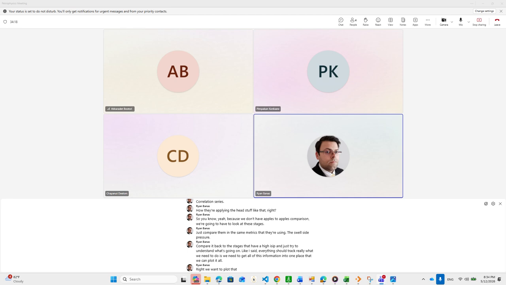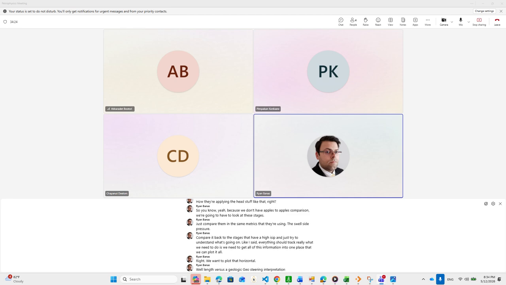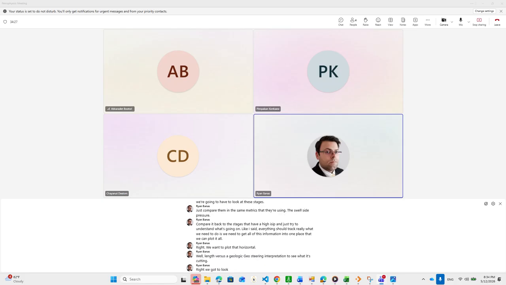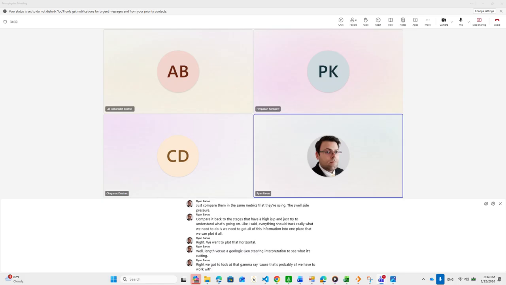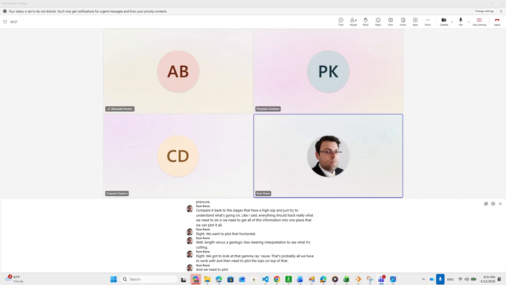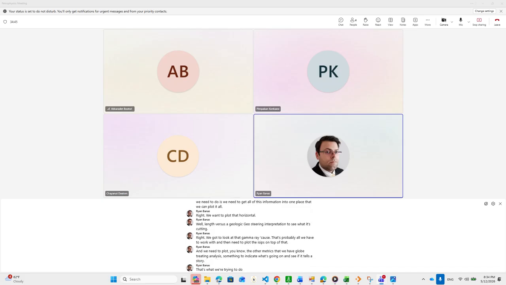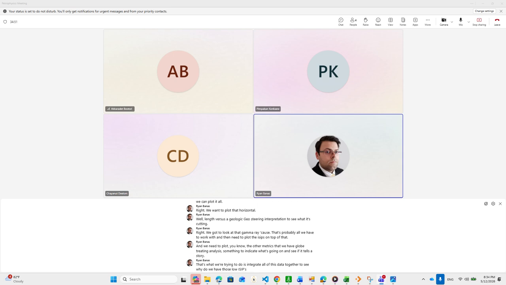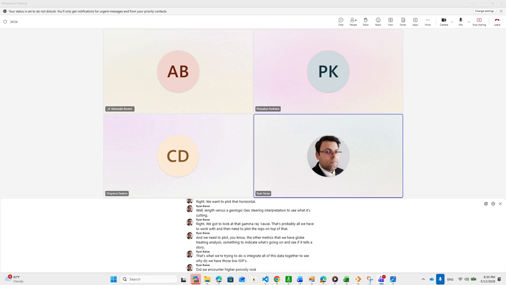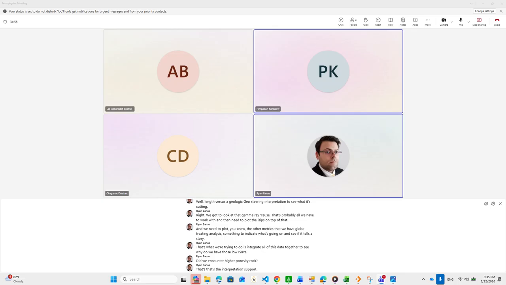We want to plot that horizontal well length versus a geologic geosteering interpretation to see what it's cutting. We've got to look at that gamma ray because that's probably all we have to work with. And then we need to plot the ISIPs on top of that, and the other metrics that we have, slope treating analysis, something to indicate what's going on and see if it tells a story. That's what we're trying to do, integrate all of this data together to see why we have those low ISIPs. Did we encounter higher porosity rock? Does the interpretation support that?